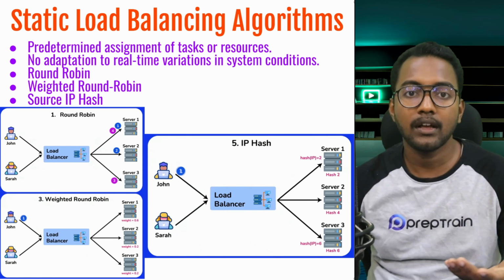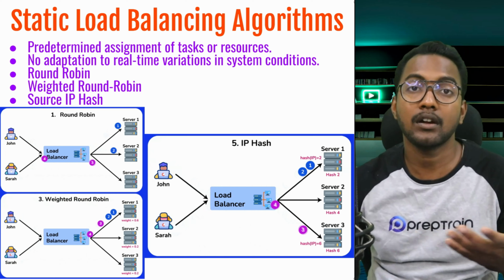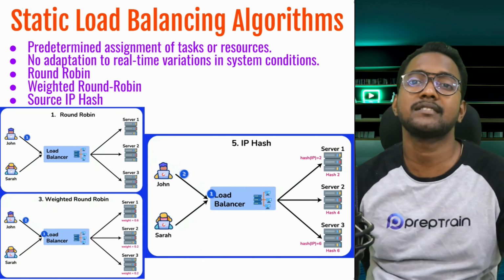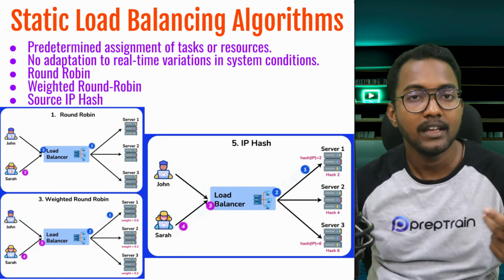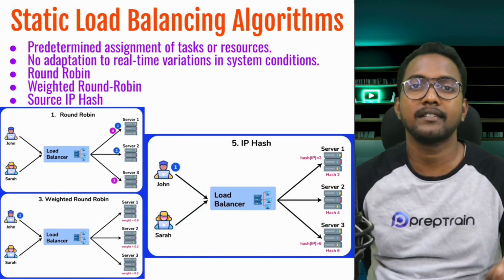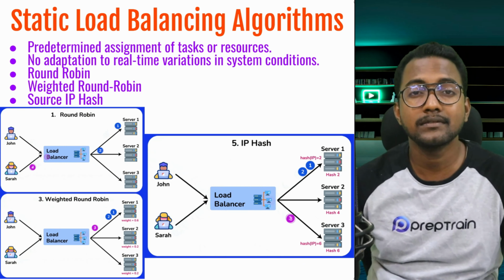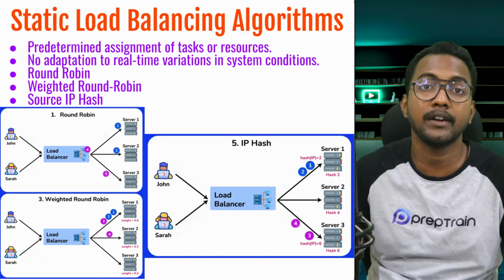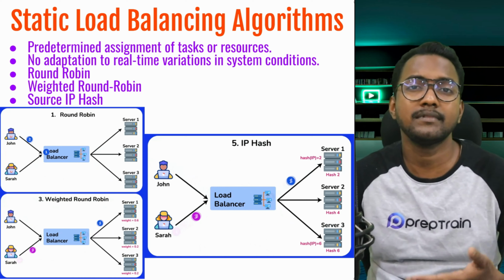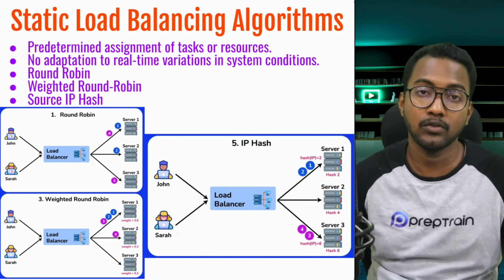We also have something called weighted round robin. In this variation, each server is assigned a weight based on its processing power or capacity. The servers with higher weights receive a proportionally greater number of requests. For instance, if server 1 has a weight of 3 and server 2 has a weight of 1, server 1 will handle 3 times as many requests as server 2.